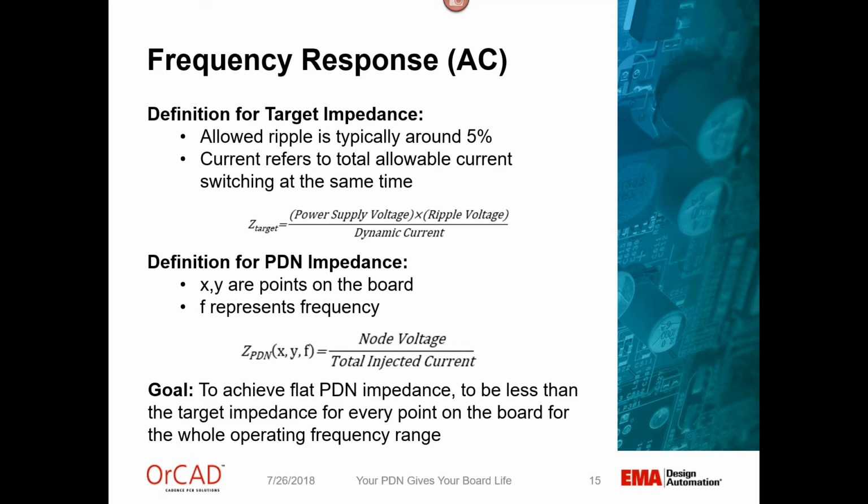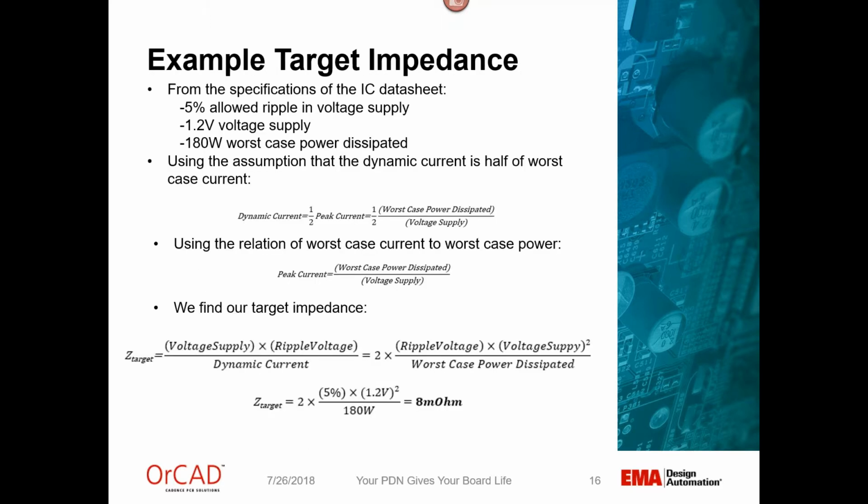That means that for every point on the board, across our whole frequency range, our PDN impedance is below that target impedance. Let's step into an example where we have some commonly provided data sheet specifications. We have a 5% allowed ripple for our IC, a 1.2 volt supply, and our data sheet tells us that worst case power dissipation is 180 watts.